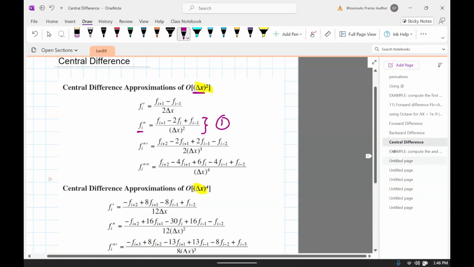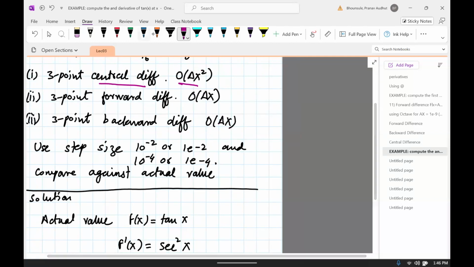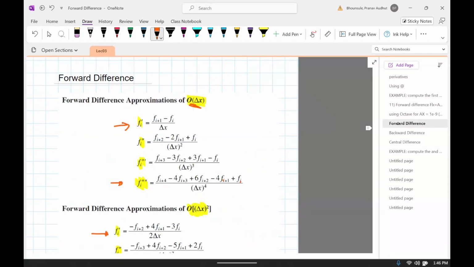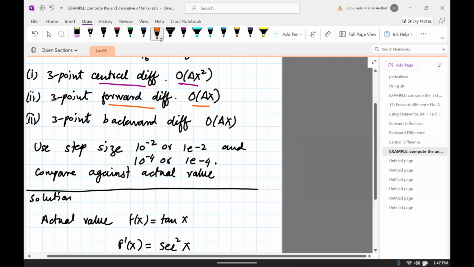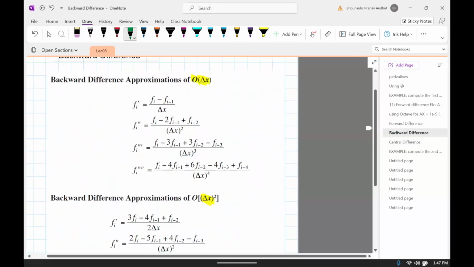Okay, the second one, 3-point forward difference, delta x. The forward difference delta x is here. Second derivative, this is the one. So this is the second one. And then the third one, let's pick. So backward difference of order delta x. Backward difference is here. Delta x is here. Second derivative is here. So we need to use this.